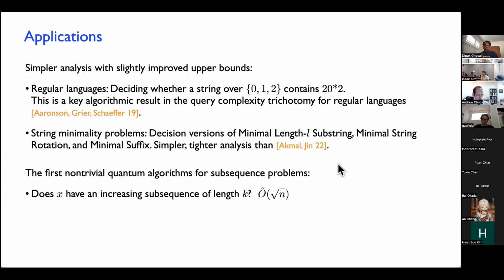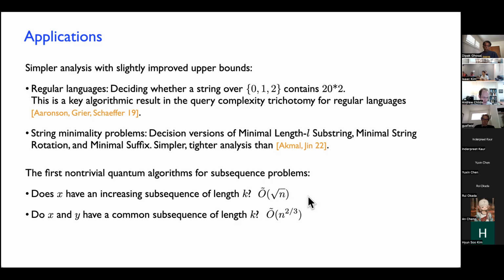And these are the following two problems. The first one is we're given some string and we want to know, does it have an increasing subsequence of length k? This is a variant of the longest increasing subsequence problem, which is very widely studied. If you've taken a course on algorithms, you've maybe been asked to come up with an algorithm for this problem. We show how to give an optimal or essentially optimal algorithm for this problem.